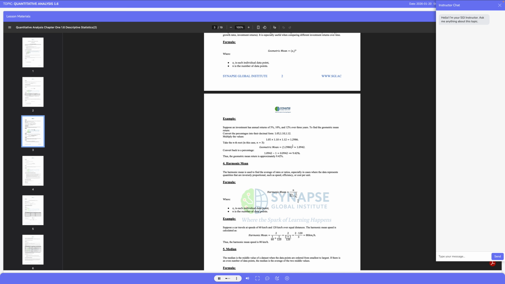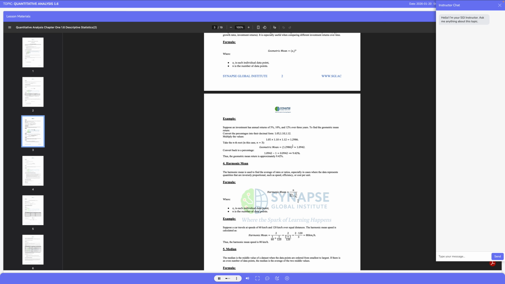The harmonic mean is used when averaging rates or ratios, especially when the quantities involved are inversely related, such as speed, efficiency, or cost per unit. The harmonic mean is calculated by dividing the number of observations by the sum of the reciprocals of the data values.